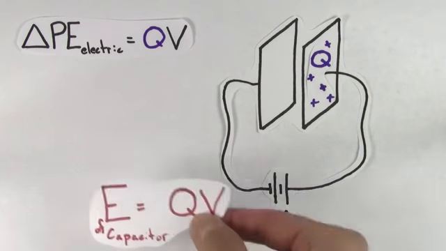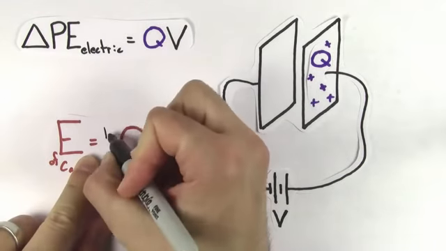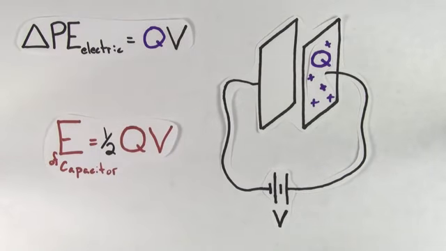Q times V! Yeah, that's what I thought it would have been too, but it turns out the energy of a capacitor is 1/2 Q times V. Boo! Where does this 1/2 come from? How come the energy is not just Q times V?